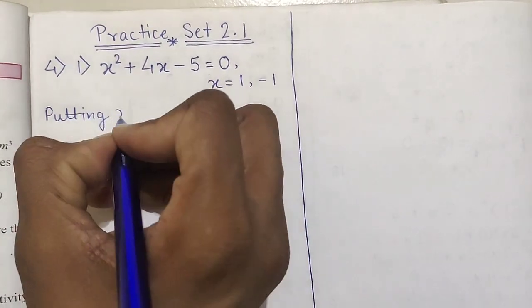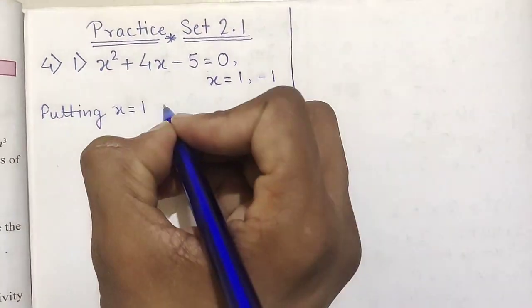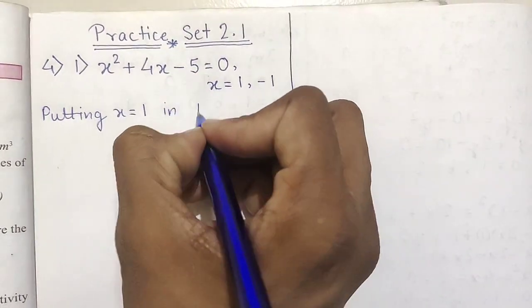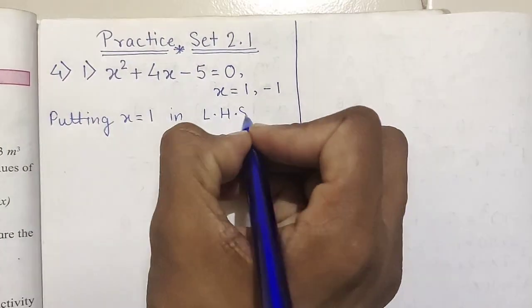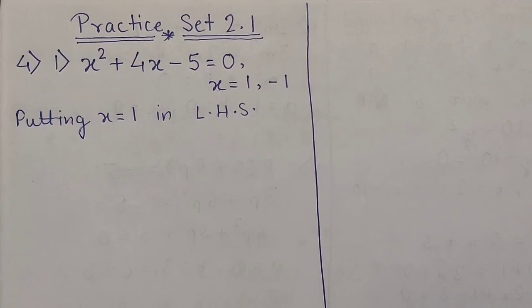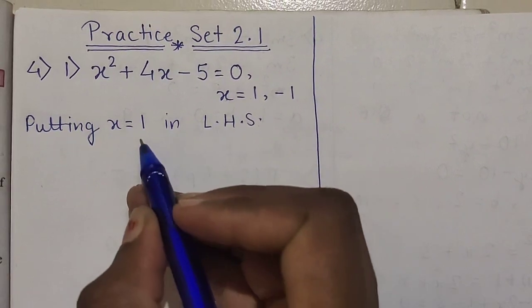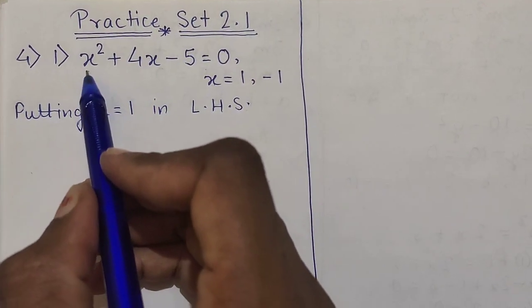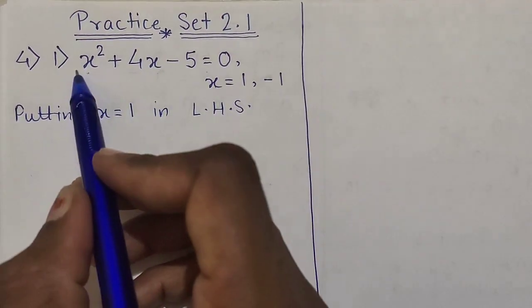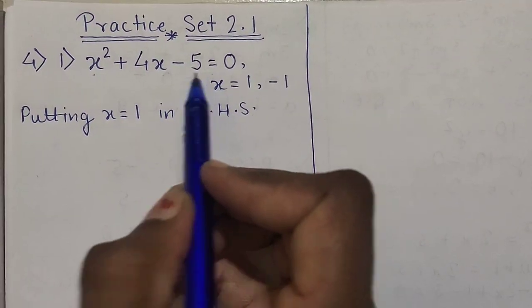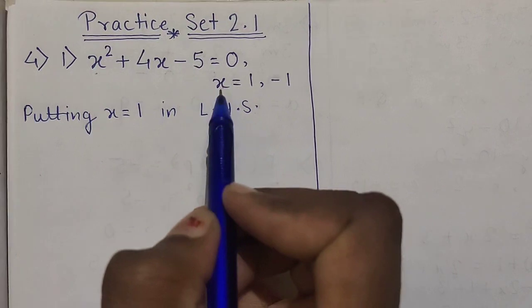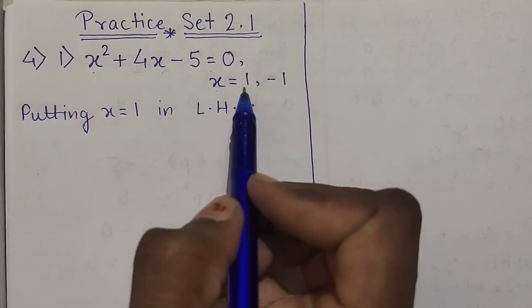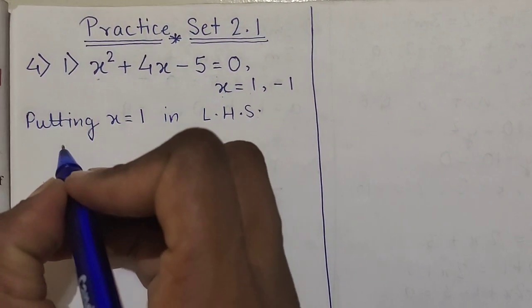See what I am writing. Putting x is equal to 1 in LHS. LHS means this. This is your LHS, that is x square plus 4x minus 5. In this LHS, you are going to replace x by 1. So let us do that.